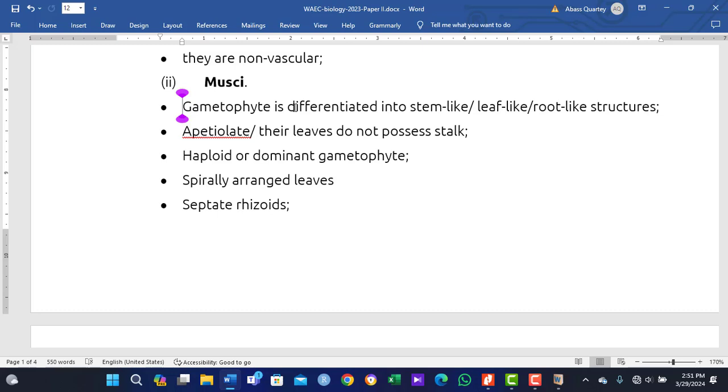And then the leaves are apetiolate. That is, the leaves do not possess a stalk. We also say that it's sessile. That's another term for apetiolate, sessile, right? Which means the leaves are directly attached to the stem-like part of the plant. Then we have a haploid or dominant gametophyte, as I've already said, just like in the Hepaticae, so that you see the similarity between them. Spirally arranged leaves.